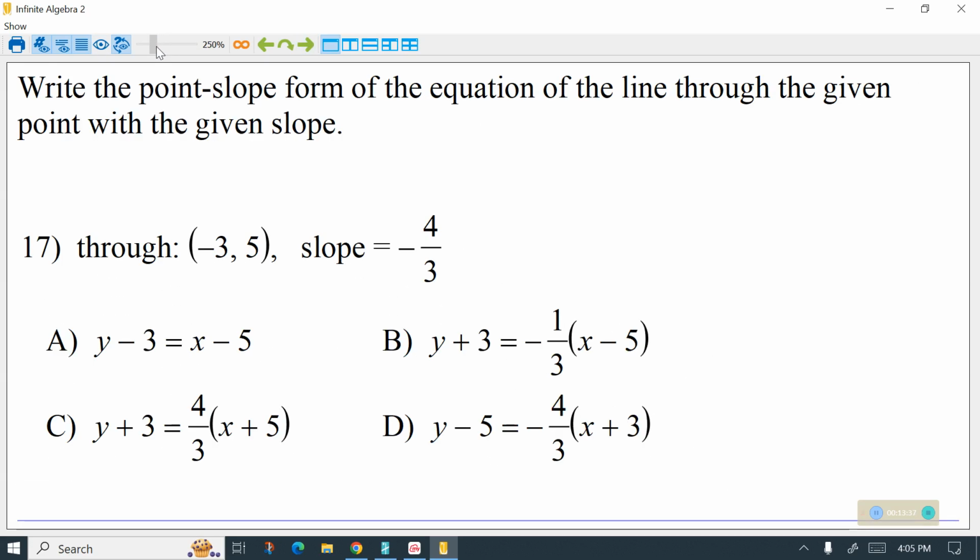Okay, now looking at this example, we're looking for a slope of negative 4/3, and look, there's only one that even has a negative 4/3, so there's not too much thinking involved here. You just go with negative 4/3, and you can go ahead and move on.